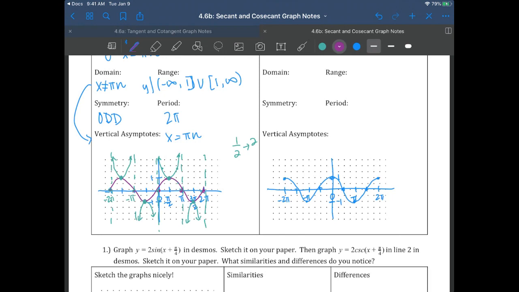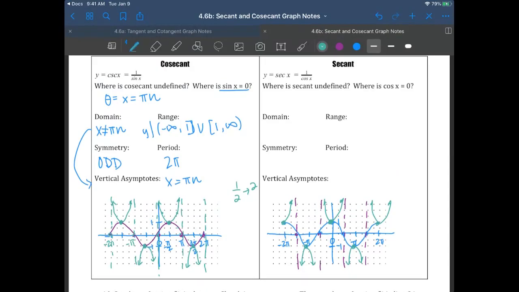Okay? Anywhere there's a 0 on the cosine, we're going to put in an asymptote. Any high point on the cosine graph becomes a minimum on the secant graph. Low points become a maximum. Then we just draw in our teeth, making sure we don't touch the vertical asymptotes.